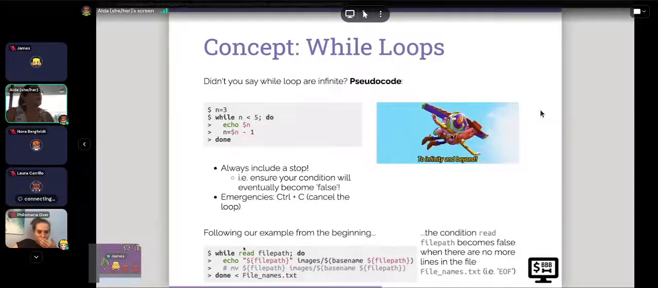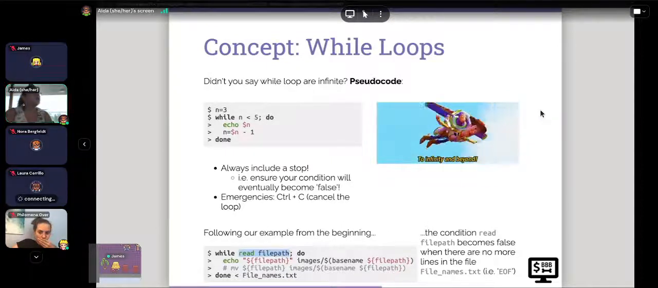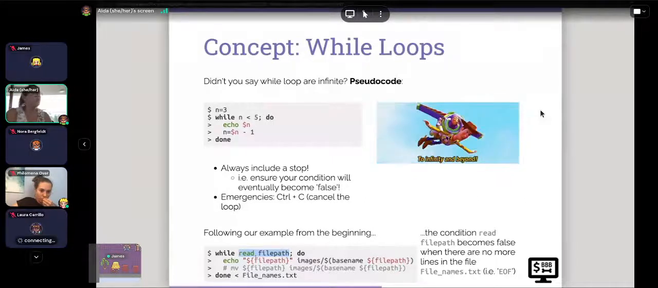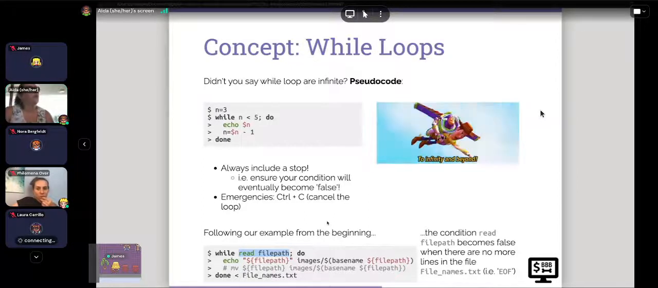So what happened in our example from the beginning? The condition in our example is read file paths. This command is reading one line at a time. So once there are no more lines in the file, it will stop. This ensures that this condition will become false at some point. When there are no more lines, there is nothing to do, I'm just stopping, so I'm not doing anything else. And that's what happened here. Yes.